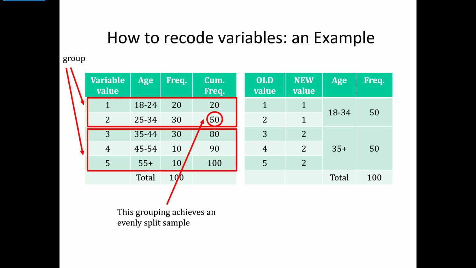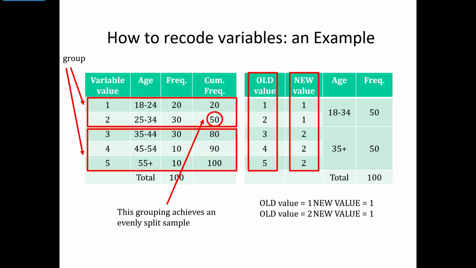The way to do this in SPSS is to create a new variable based on the old one and change the values as needed. Make sure to specify that you want to create a new variable so that you don't overwrite the existing one. Here we have labeled the variable value column as old value and created a new column called new value. For each old value for the old variable, we specify a new value for the new variable. SPSS will ask you to name the new variable. Next, you need to specify the new value corresponding to the old value.